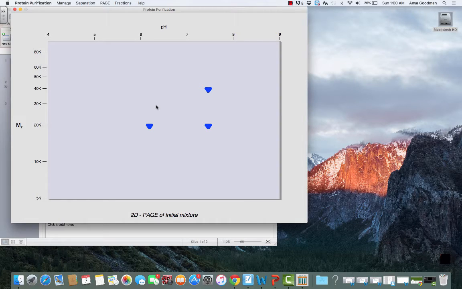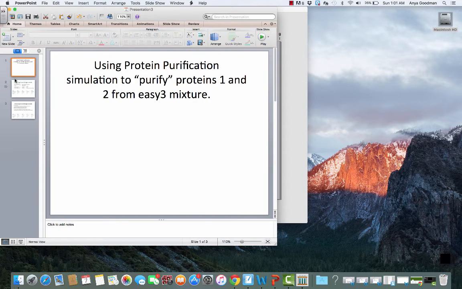We already know that the ACA 54 gel filtration column can separate 40 kilodalton protein from 20. Right? So really the challenge is how to separate these two proteins in order to purify protein 2. They have a difference in pI. They are going to have a difference in charge at some pH. And that's what we're going to work on next.